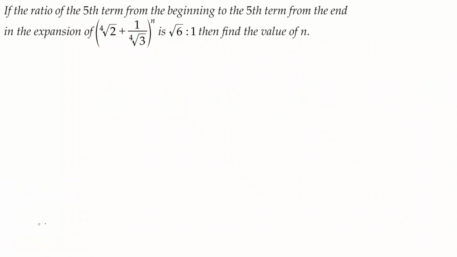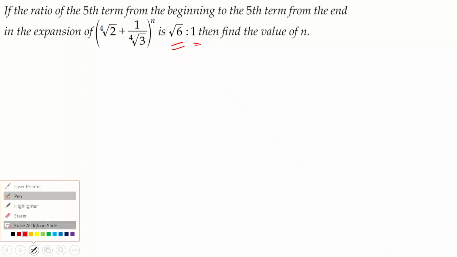So I hope you are getting the question. In this entire expansion, there will be a fifth term from the beginning and a fifth term from the end. They have given you this ratio, that if you find the ratio of these two terms, you'll be getting root 6 is to 1. Then they are asking you to find out the value of n.